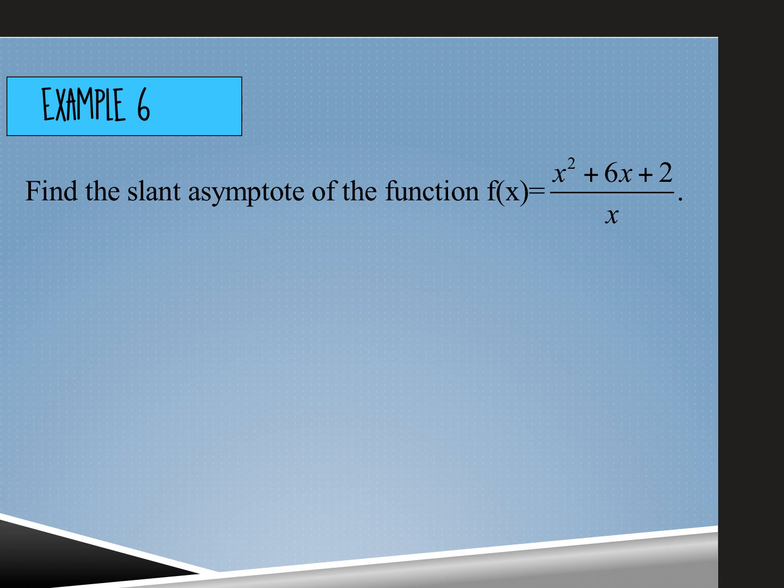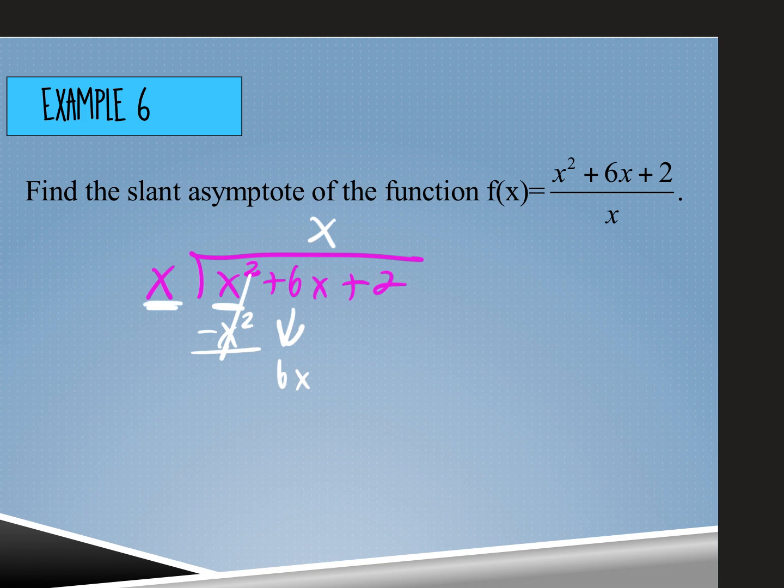The reason why the numerator degree will always be bigger in a slant asymptote is because when you divide, you have x into x squared plus 6x plus 2. First term into first term, right? X goes into x squared how many times? X times, okay, so x times x is x squared. Bring down your 6x. First term into first term. X goes into 6x how many times? Plus 6. So now we subtract. Bring down the 2.